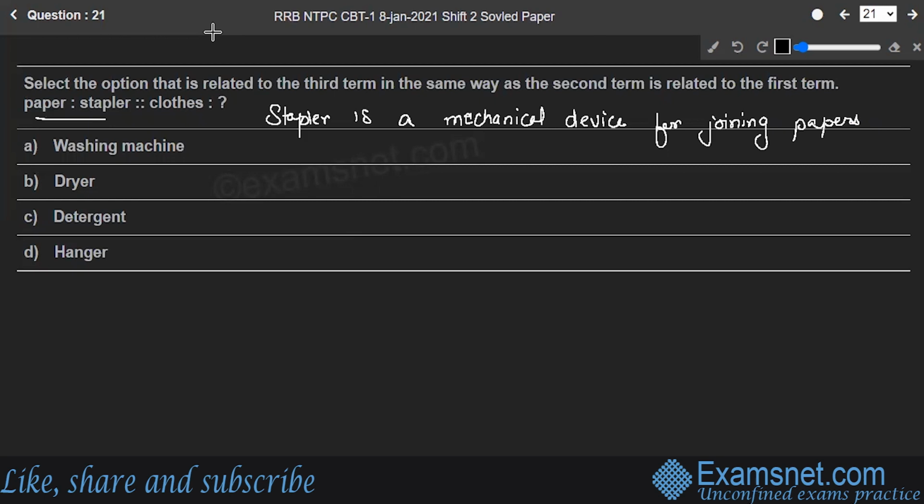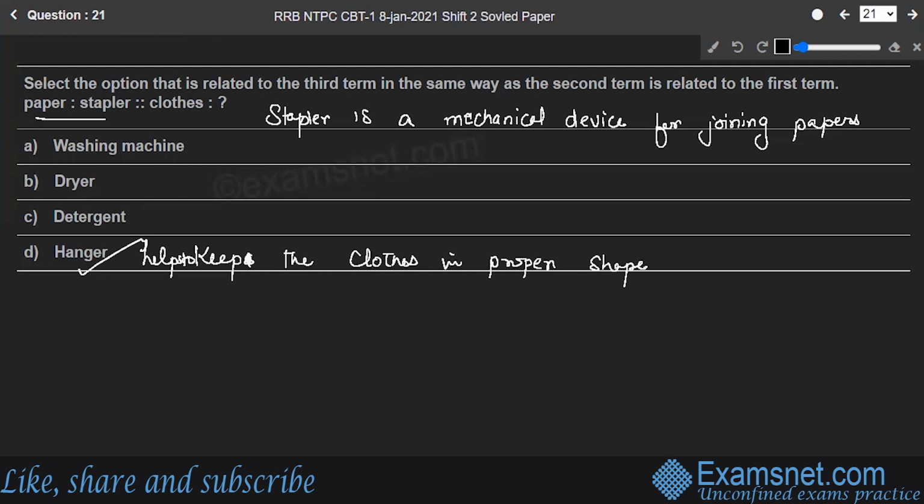Similarly, clothes is related to hanger. Why? Because a hanger is a hook shaped from the top metal from which the clothes may be hung in order to keep them in shape. So the hanger helps to keep the clothes in proper shape. Right? So clothes are related to hanger.